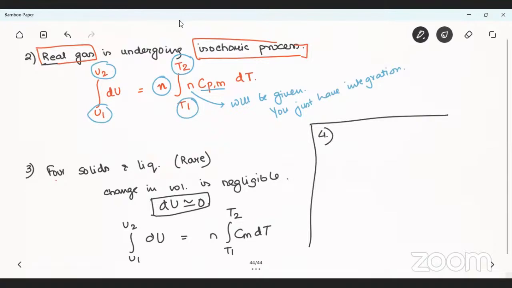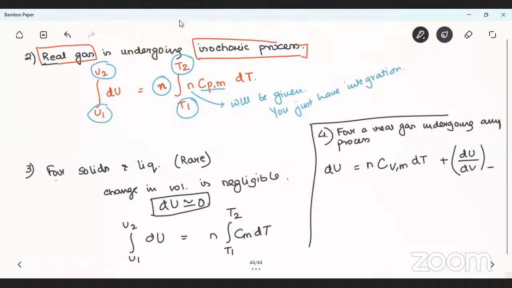Now, this is the last thing I will be saying. So for a real gas undergoing any process, dU, this becomes the formula. Is this part clear to everyone?